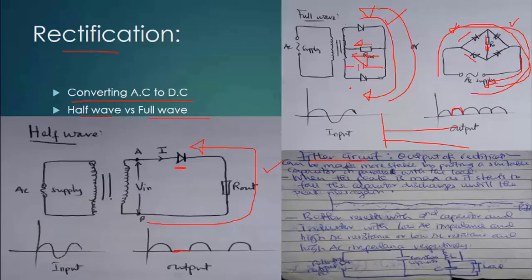Kwa mfano utaweka capacitor hapo, umeona? Kwa mfano utaweka capacitor in parallel na output. Okay? When the peak is maximum, as it starts to fall, the capacitor discharges. Principle ni hapa. Kwa mfano tukianza hii hapa, you know that a capacitor inakuwa charge na discharge. Capacitor ni device ambayo inaweza ika store charge.